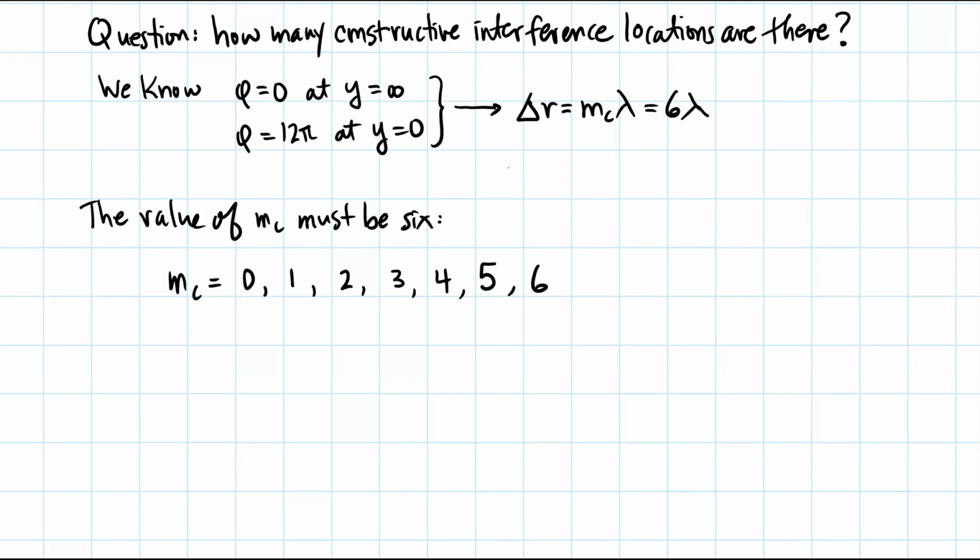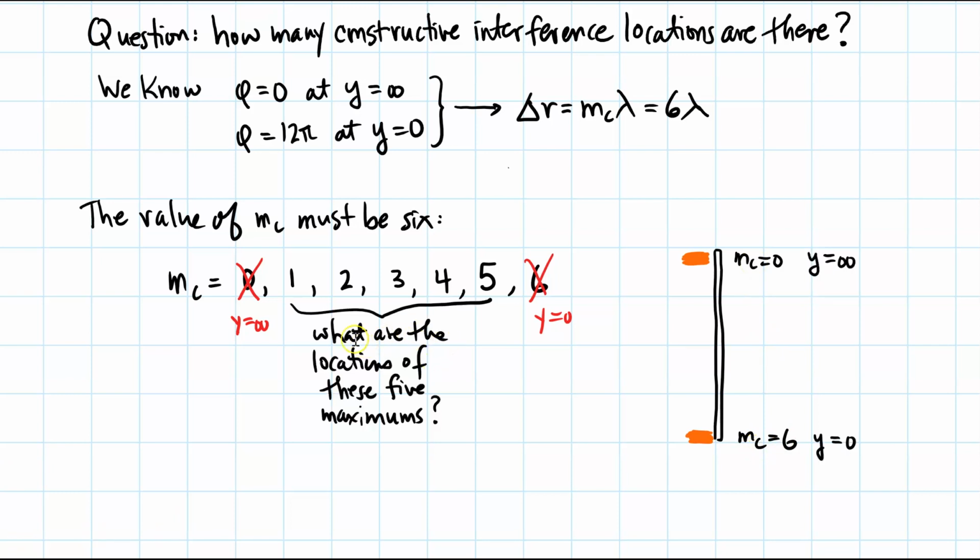So when I look at these, we know that this is the one at y equal to infinity. We know that this guy must be at y equal to 0. So between infinity and 0, I have 1, 2, 3, 4, 5 other interference patterns. So if I identify these two on the screen here, we know that mc equal to 0 is at infinity. We know that mc equal to 6 is at y equal to 0. A question to ask is, what are the locations of these 5 maxima? 1, 2, 3, 4, 5.